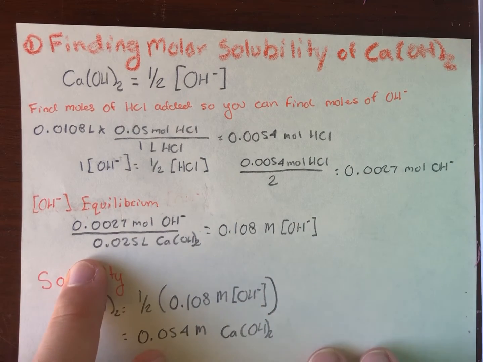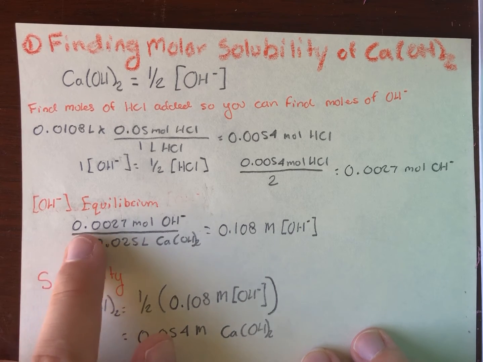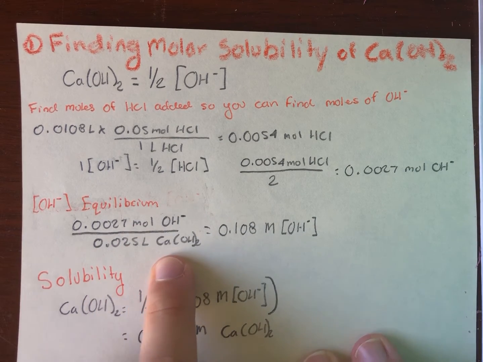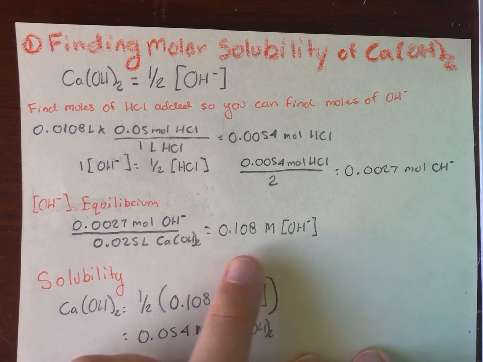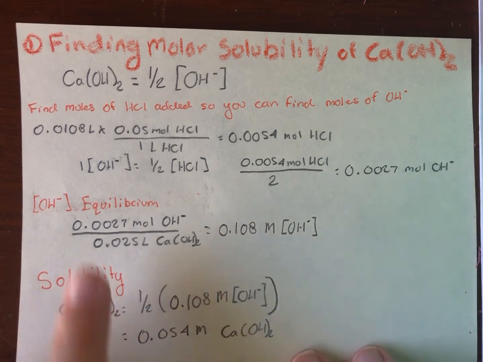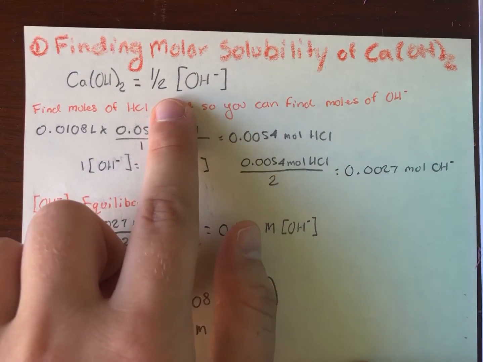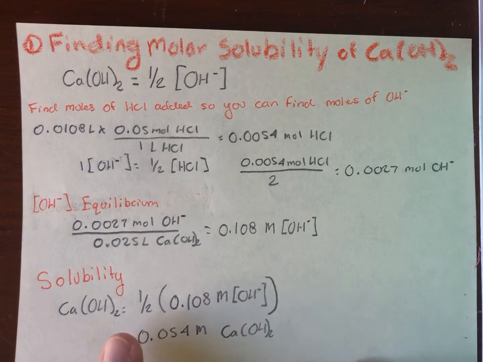Now we have to find the equilibrium concentration of the hydroxide ion, and that would be the 0.0027 moles that we found here, divided by the 0.025 liters of calcium hydroxide. We have this value because that was the endpoint that we found while doing the titration, and that will equal 0.108 molar. So now that we've got this information, we can find solubility. We are going to take this equation and just plug in what we have. So we have half of the hydroxide, and that would give us 0.054 molar of calcium hydroxide.